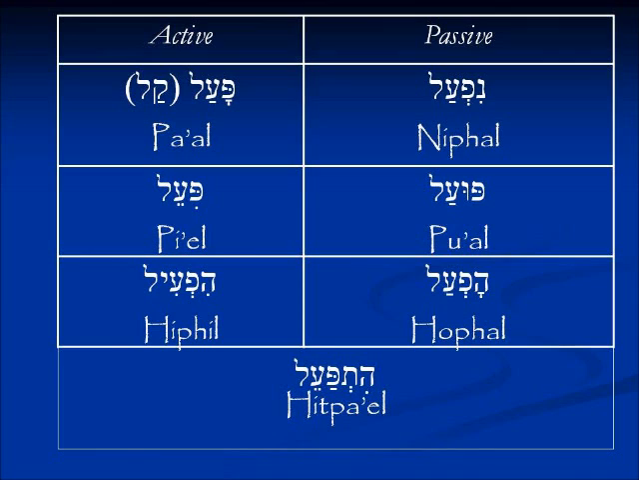A little more intensive is the piel. Its corresponding passive is the pual. We're going to discuss what active and passive are. Just sit tight. The hifil is a causative form. The hofal follows as its corresponding passive. And the hitpa'el is a reflexive form. We're going to get to what all these things mean.